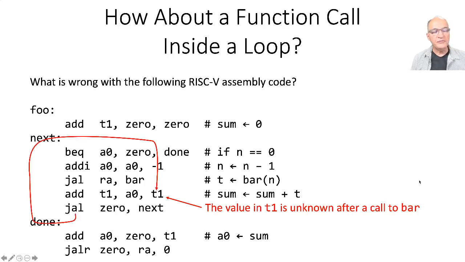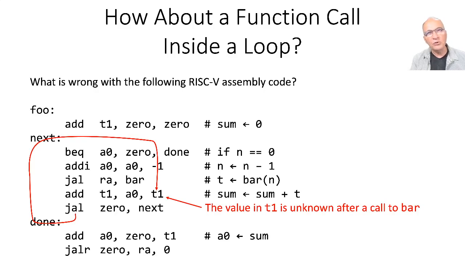And I can identify this by noticing the flow of control in my program. This jump at the end of the loop goes back to the beginning of the loop. So what I have here is that I have defined the value of t1 at this line, and then I have gone around the loop, and I'm using the value here. But the problem is that between the definition and the use, there is a function call. And the function call will potentially change the value of the t register.